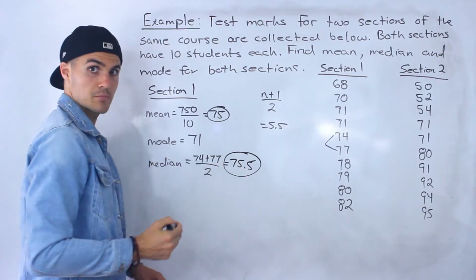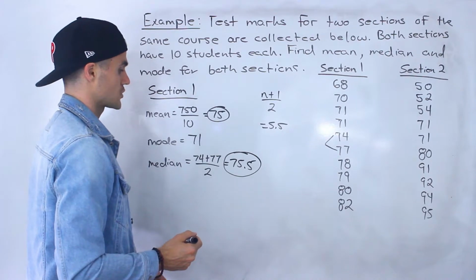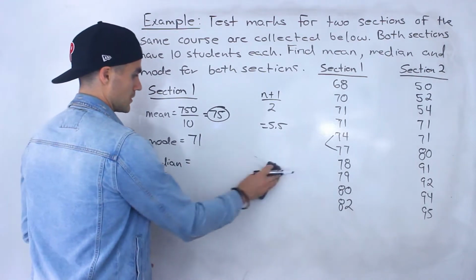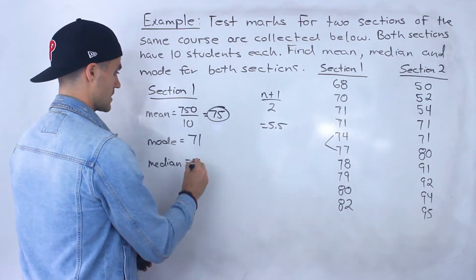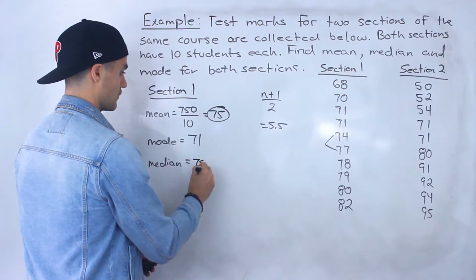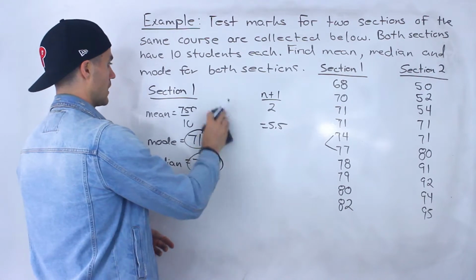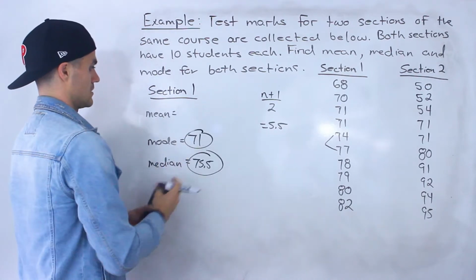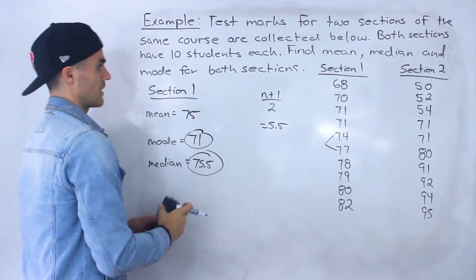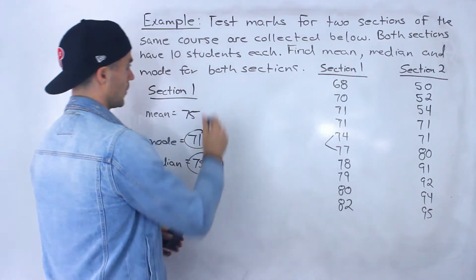And so that ends up being the median for section 1. Okay, so let me write this here. The mean is 75.5, we got 71 for the mode, and then we got the median being 75. All right, that's for section 1.